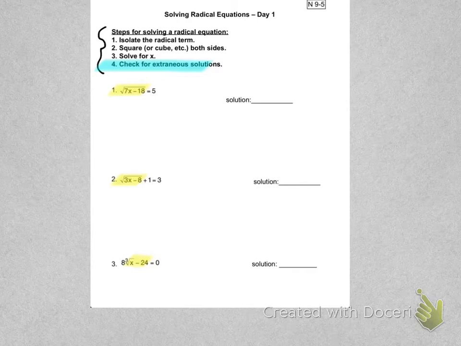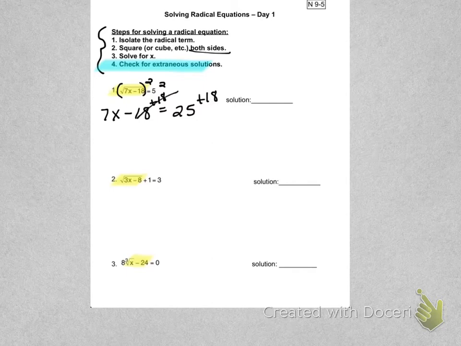So in the first problem, the radical term is isolated, so all we have to do is, that's a square root, so we're going to square it. And we have to square both sides. Again, remember, you have to do it to both sides. Squaring a square root just lifts the radical. You have 7x minus 18 equals 25. 5 squared is 25. Then we solve like we've been doing for years. We add 18 to both sides. That becomes 0, so you have 7x equals 43. And then when you divide by 7, x is 43 sevenths.